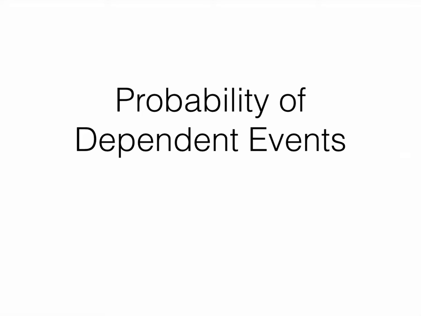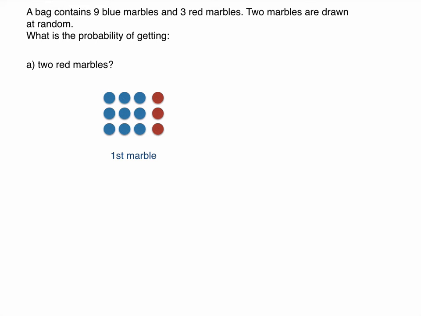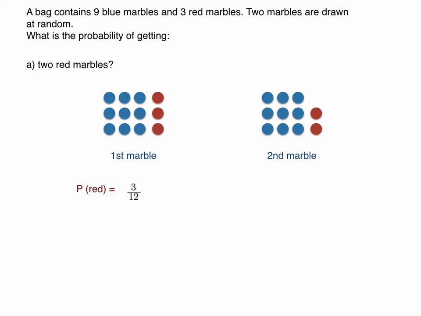So in this first one, you can take a moment to read the question. So we've got 9 blue marbles and 3 red marbles, and we're going to draw 2 marbles, and we're asked what's the probability of getting 2 red marbles. As you can see from the diagram, when we first draw a marble, you've got 3 chances in 12 of selecting a red one. Once you've done that, of course, when you go to draw the second marble, one of the red ones is gone, and you now only have 11 marbles left.